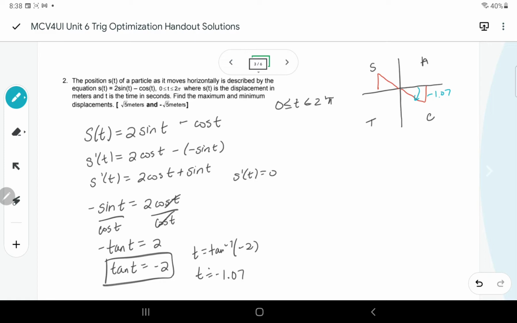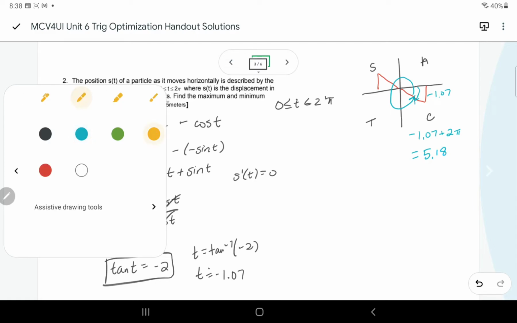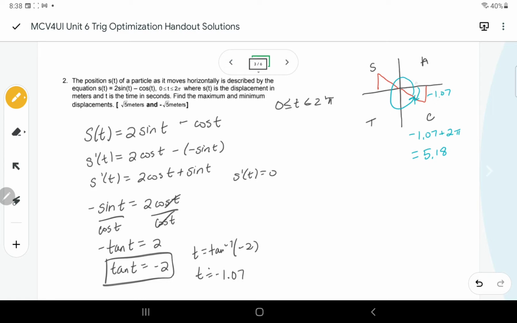I want to get that in terms of between 0 and 2 pi. So I'd say negative 1.07 plus 2 pi, which would be kind of like looping it around to there. And that ends up being 5.18. And then in the other quadrant, let's figure out what this one would be. Here you'll have pi minus 1.07, which ends up being 2.03.